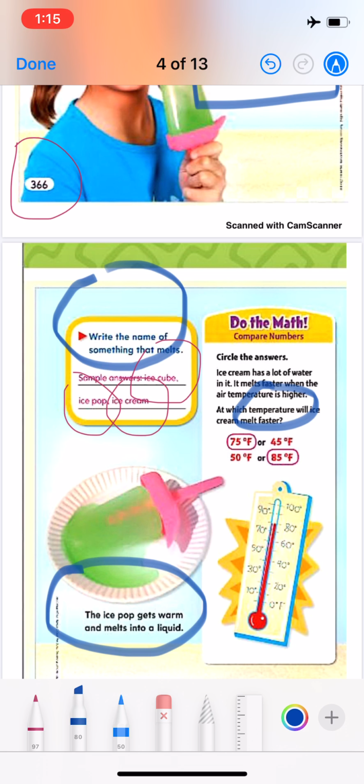Do you remember how we compare numbers? We look at the tens digits. Of course, when the tens digit is bigger, the number is bigger. It's clear here the answer, 75 Fahrenheit and 85 Fahrenheit. At these two temperatures, the ice cream will melt faster because, as you know, the more heat you add, the faster your icy thing will melt.